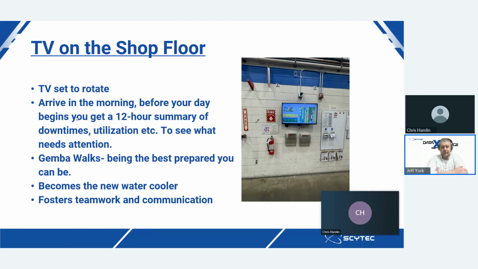So yeah, I mentioned the TV on the shop floor. One of the cool things about the RTV is that up in the ribbon bar, there is a little play setting where you can basically just hit play, and then all of those screens in that top ribbon bar will rotate on intervals of like 10 seconds. So you arrive in the morning, and really before your day begins, you can get a 12-hour summary of yesterday's downtimes, the utilization rates, et cetera, to see where the problem areas and also the success areas are before you begin your Gemba walk, to best prepare for the day.